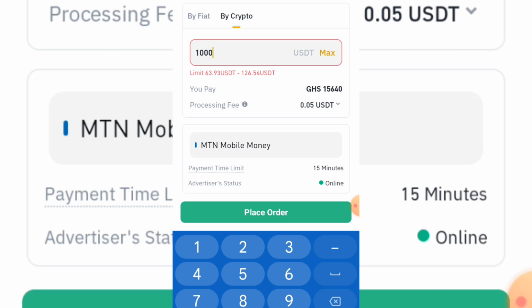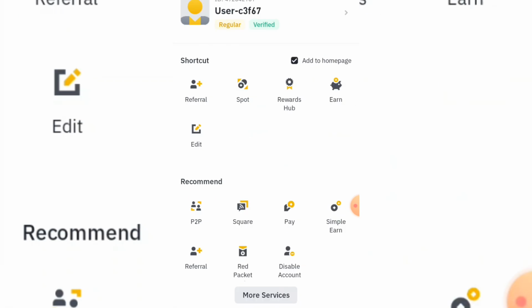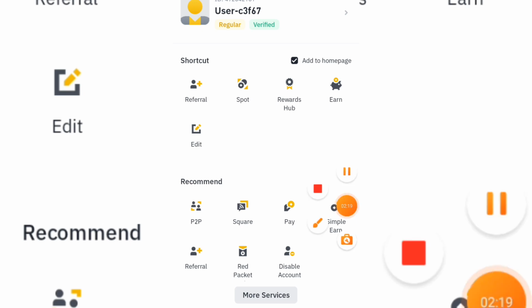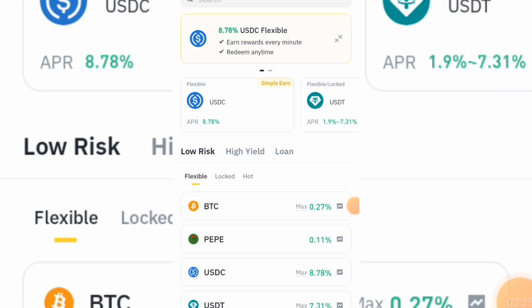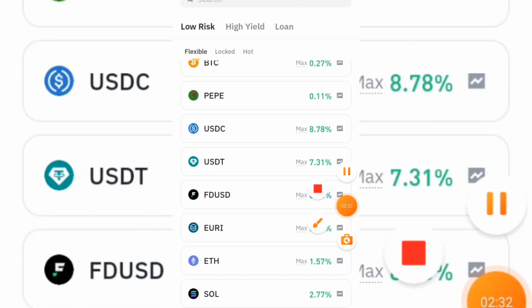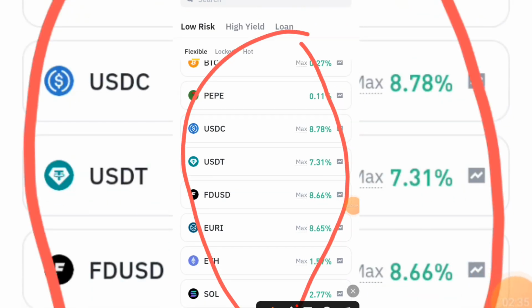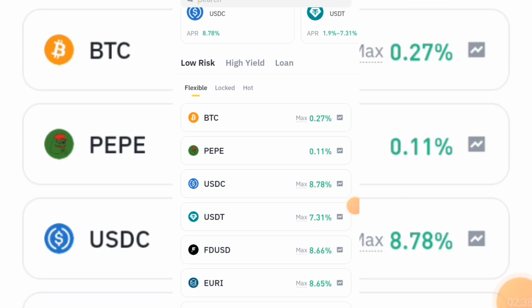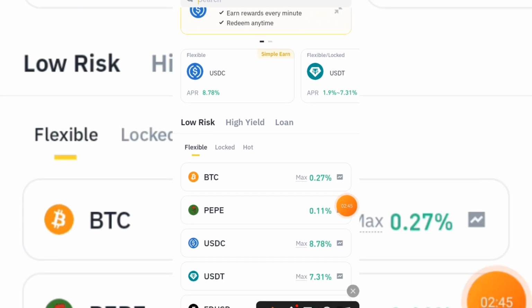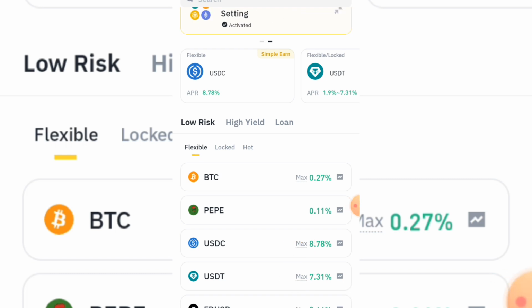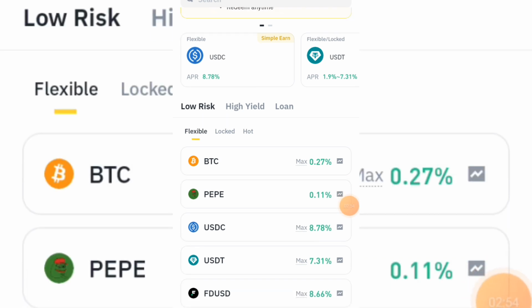After buying the USDT, you now have to come to Binance, this section. Then you click on more. The first thing you should do is click on Binance Earn. You're going to use Binance Earn. When you click on Binance Earn, this is how we are going to invest in one of these. We can use USDT and USDC. These are the coins that I recommend: USDC, USDT, and also FDUSD, these three coins.